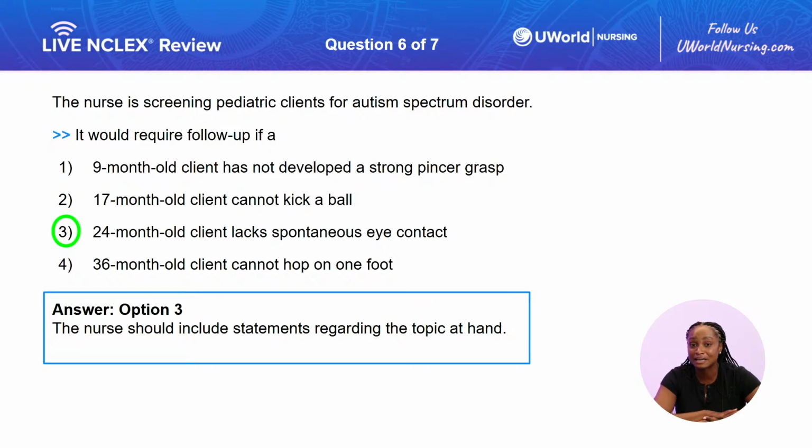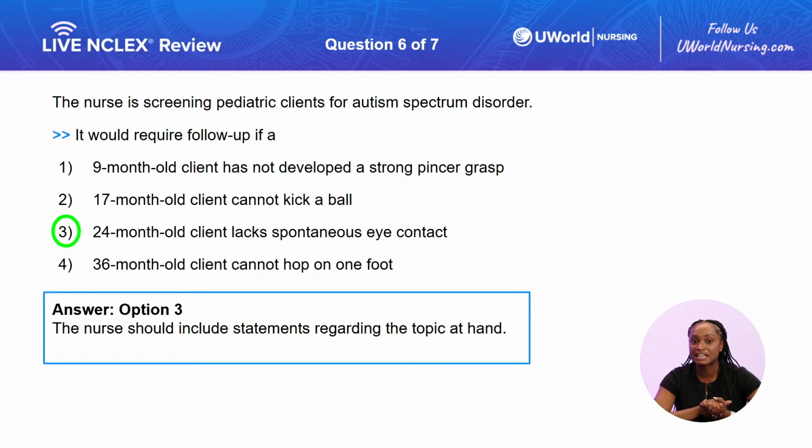17-month-old client cannot kick a ball. Again, not expected for a 1.5 plus year old to be able to kick a ball. That requires a lot of foot-hand-eye coordination, as well as a lot of balance.